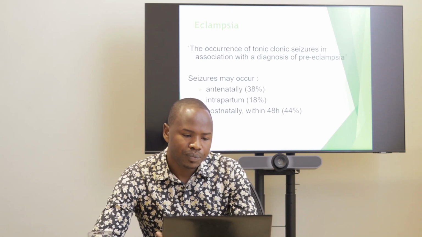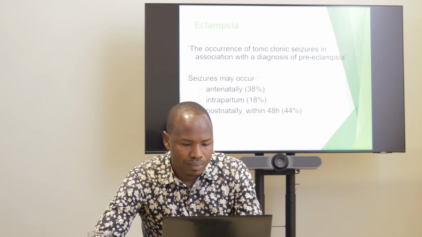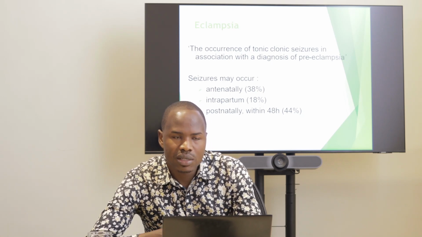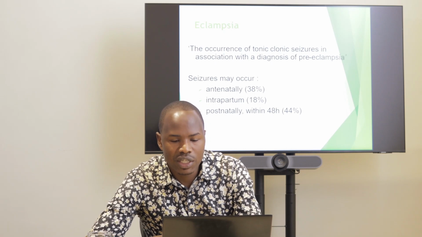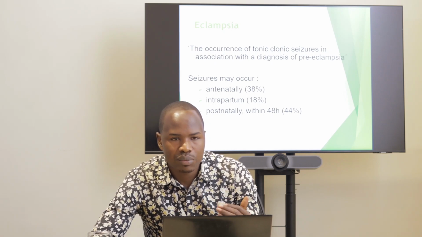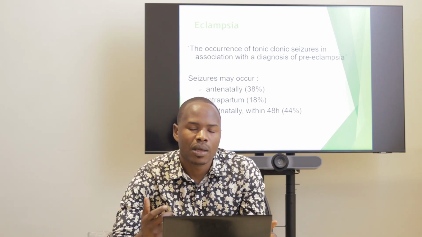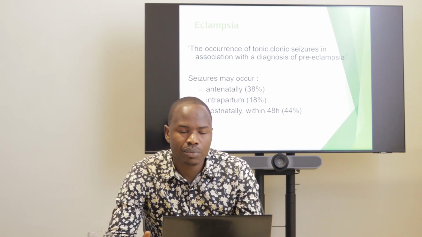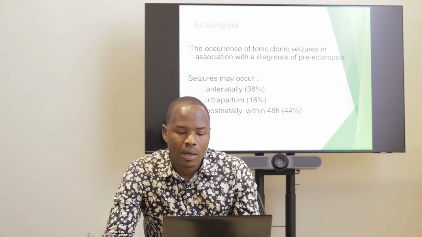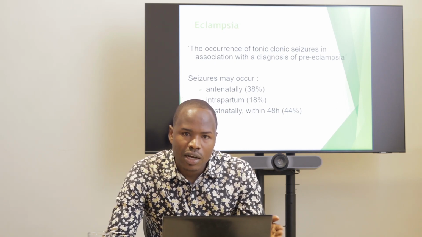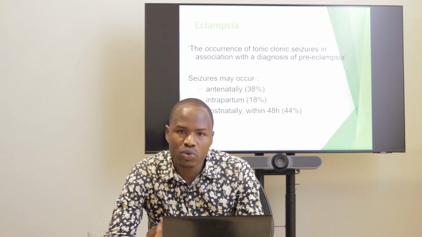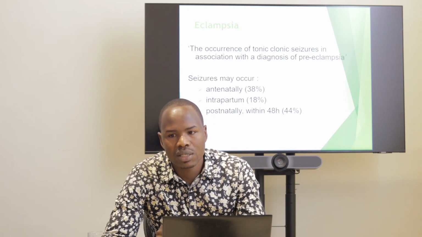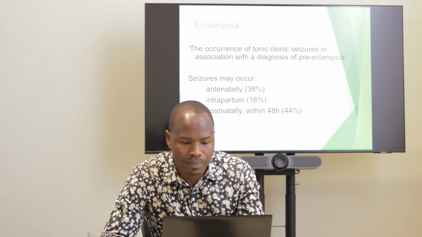Eclampsia occurs when there is preeclampsia with tonic-clonic seizures. It means the mother can present to the clinic with hypertension, high blood pressure, with proteinuria or edema, and after that she may also present with tonic-clonic seizures. That's when we say this patient has eclampsia.